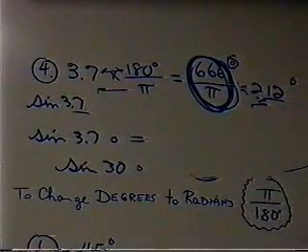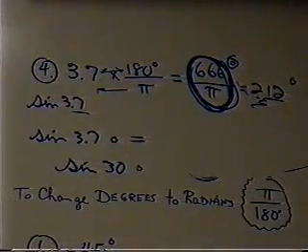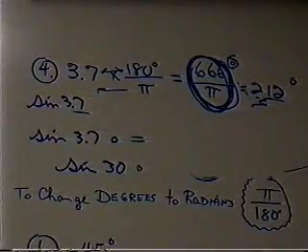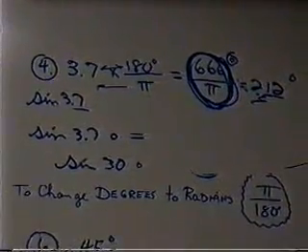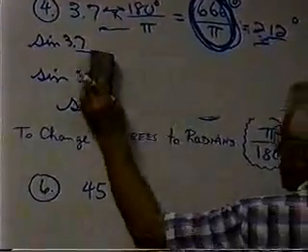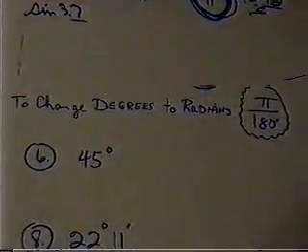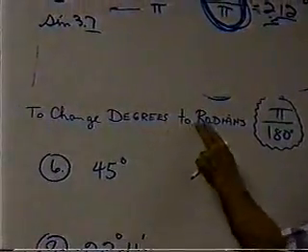So take your calculator and practice some and make sure that you know what you're doing in degrees and radians and that type of thing. All right, now let's look at the next concept. Let's change from degrees to radians. Let's say that we have degrees given and we want to change it over to radians.